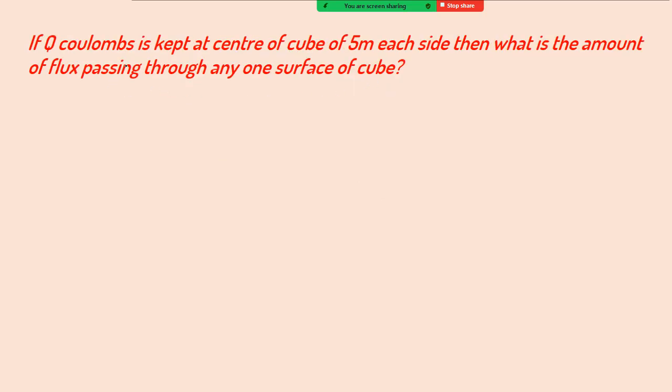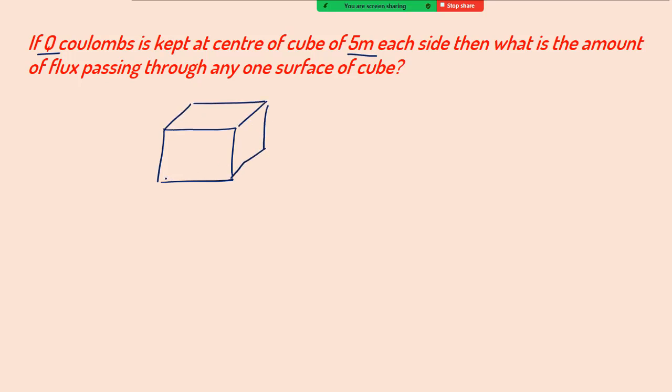Next question. If Q coulombs is kept at the center of a cube of 5 meters each side, then what is the amount of flux passing through any one surface of the cube? This one I have already explained. So cube means all the surfaces are of the same dimension.